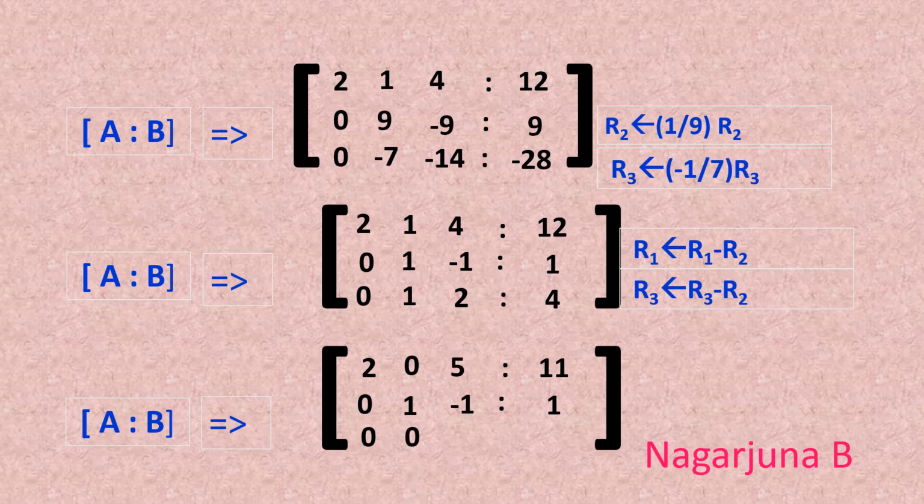1 minus 1, 0. Then R3 third element is 2 minus 1 into R2's third element is minus 1. Minus 1 into minus 1 will be plus 1. 2 plus 1 will be equal to 3. Colon. Fourth element of R3 is 4 minus 1 into fourth element of R2 is 1. So minus 1 into 1 will be minus 1. 4 minus 1 will be equal to 3.